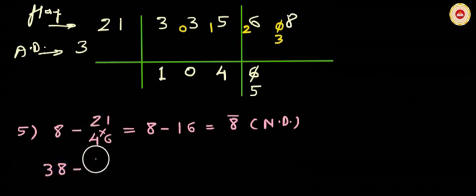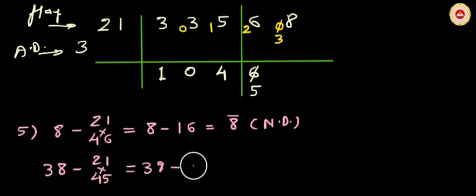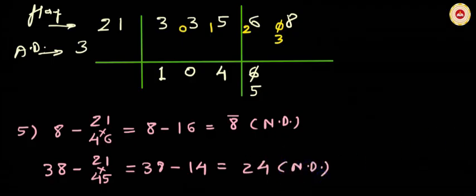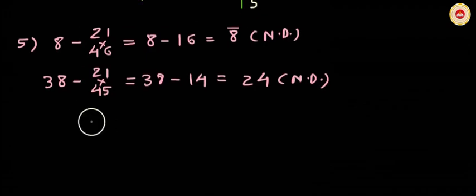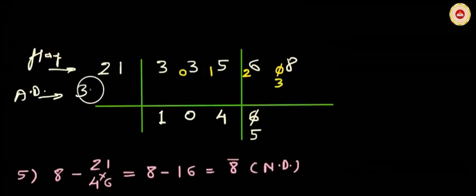38 minus cross product of flag digits and last two quotient digits. Now quotient digits are 4 and 5. So calculate the cross product. 38 minus 5 twos are 10 plus 4, that is 14, which gives us 4 and 2, that is 24. 24 is net dividend and 24 is positive. So let us divide 24 by actual divisor 3.